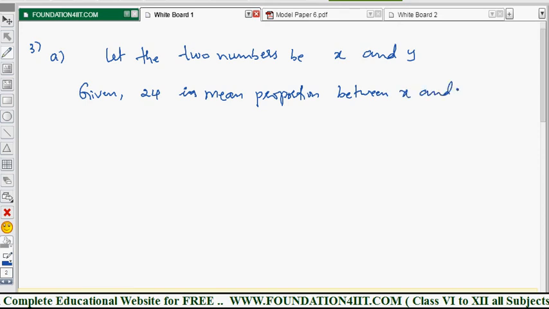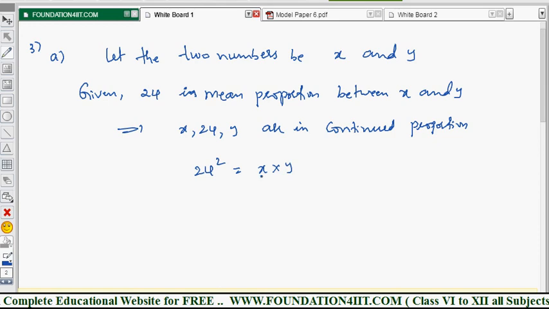Between x and y, using x comma 24 comma y, because 24 is the mean proportion, x, 24 and y are in continued proportion. Then we can use the continued proportion formula, that is, middle one, 24 square is equal to x into y. Let this be one statement. So from this, x is equal to 24 square by y.